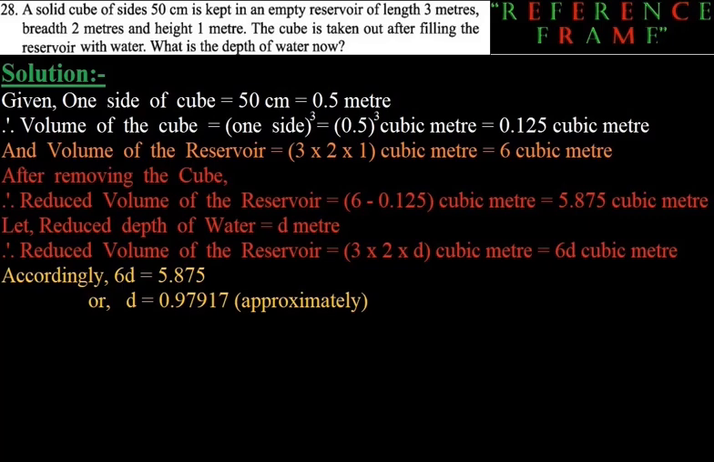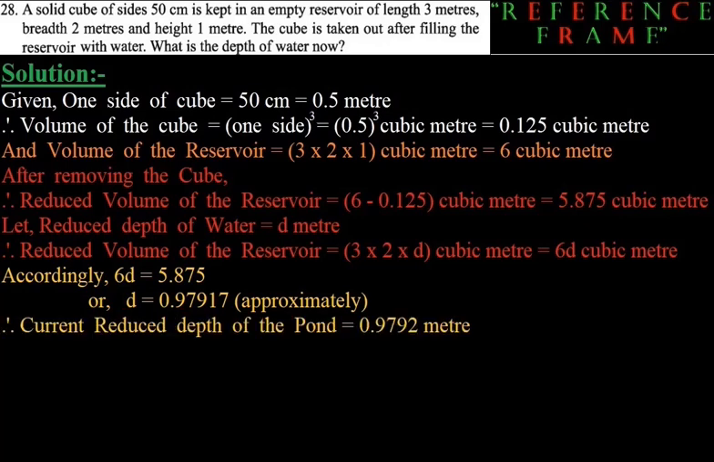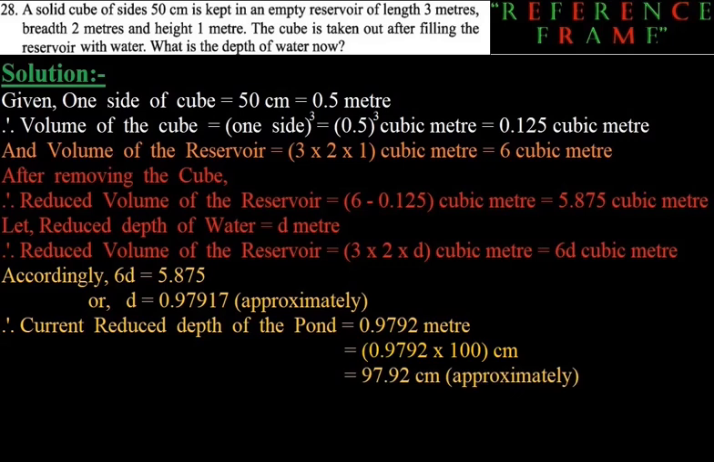So accordingly 6d is equals to 5.875 from the red portion, or d is equals to 0.97997. We get this by using calculator. Okay, therefore as we found the value of d, the current reduced depth of the pond or the new depth of the pond is 0.9792 meter approximately. Now if we multiply the value that we get in meter unit with 100, we get it in centimeter. So by multiplying with 100, we're gonna have a result 97.92 centimeter approximately. This is the new depth of the water level inside the reservoir now.